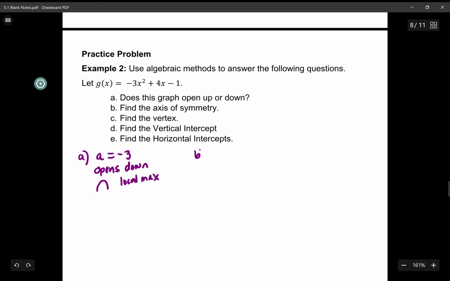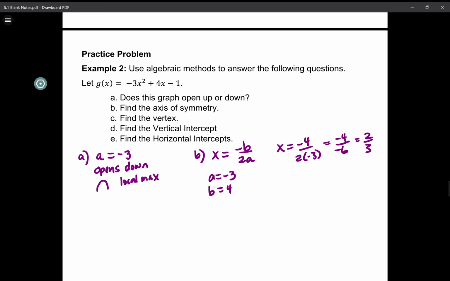All right, B, find the axis of symmetry. X equals minus B over 2A is my formula for the axis of symmetry. So I know A is -3. I can look up and see B is equal to 4. So my axis of symmetry is going to be X equals -4 over 2 times -3, which is -4 over -6, which is 2/3. X equals 2/3 is my axis of symmetry.